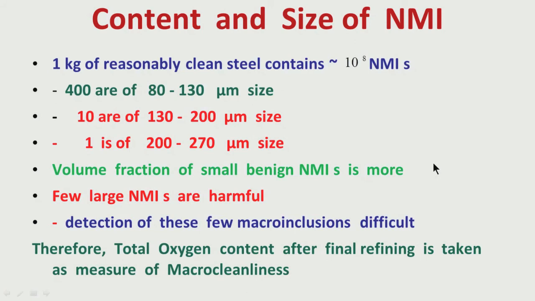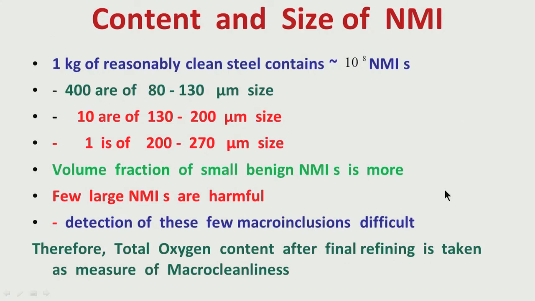So we are fortunate that way, but few large non-metallic inclusions are harmful. We have to be careful about the large inclusions in steel. Now, the detection of these large inclusions is difficult, because their volume fraction is very low, maybe 0.01 or maybe 0.001%. So it is very difficult to find these inclusions in steel. I will come to how to find inclusions in steel later on, but the detection of macro inclusions is difficult. But it has been found that if the total oxygen content after refining is less, that means oxide inclusions in general are less, then also these macro inclusions will be less.